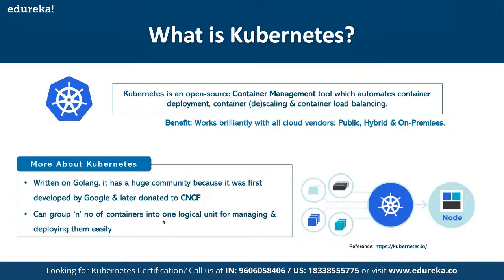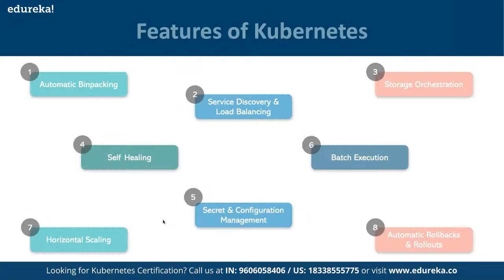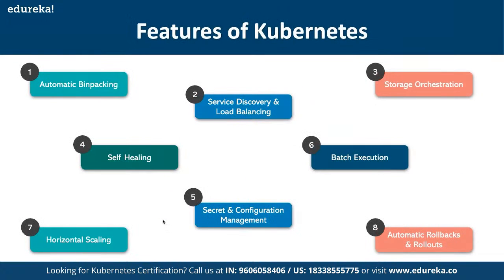It can group n number of containers into one logical unit for managing and deploying them easily as and when required. So there are multiple features of Kubernetes. It allows us to have automatic scheduling, it has self-healing capabilities, and it has automated rollouts and rollbacks. Horizontal scaling and load balancing are also available here. In terms of automated scheduling, Kubernetes provides an advanced scheduler to launch containers on cluster nodes based on their resource requirements and other constraints, while not sacrificing availability.